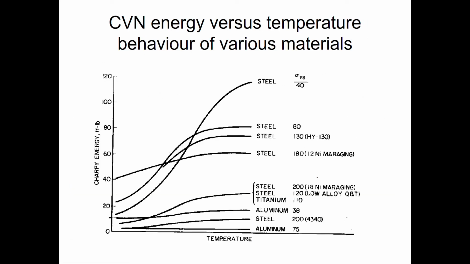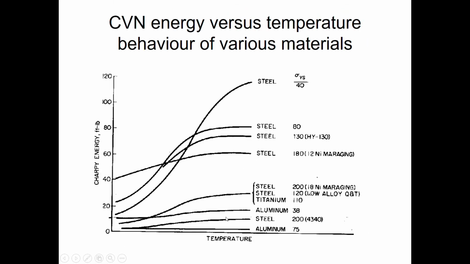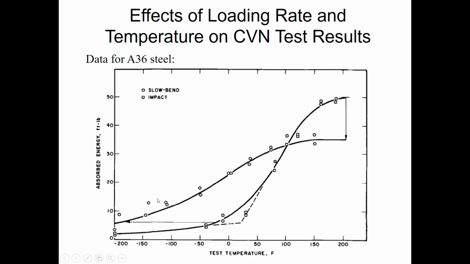Alright, the CVN energy versus temperature behavior of various materials. The same plot, like the temperature and then the Charpy energy or the absorbed energy. But it will differ in terms of the various types of material that you apply or want to calculate. For example, if this is aluminium 75, it is always lowest compared to aluminium 38, and so on. Right? It's just in terms of what type of material that you apply.